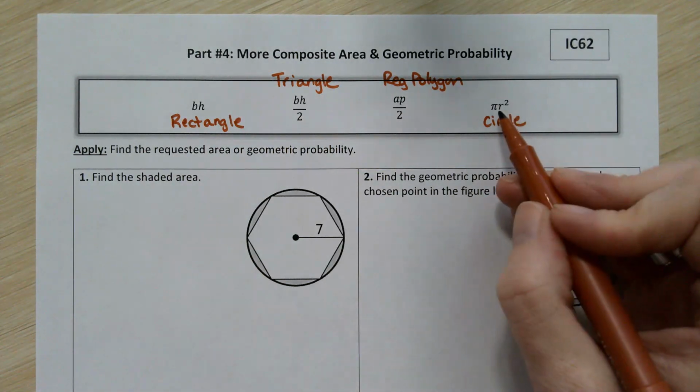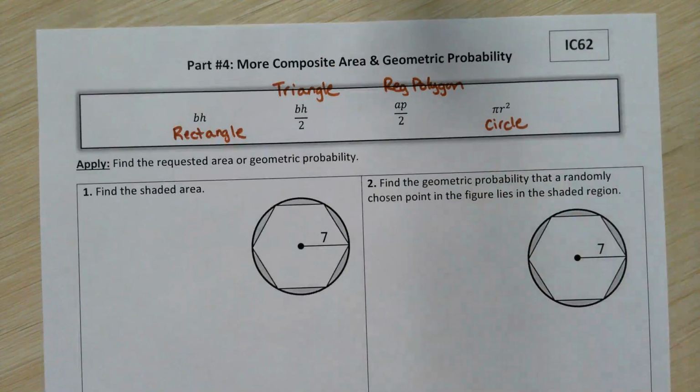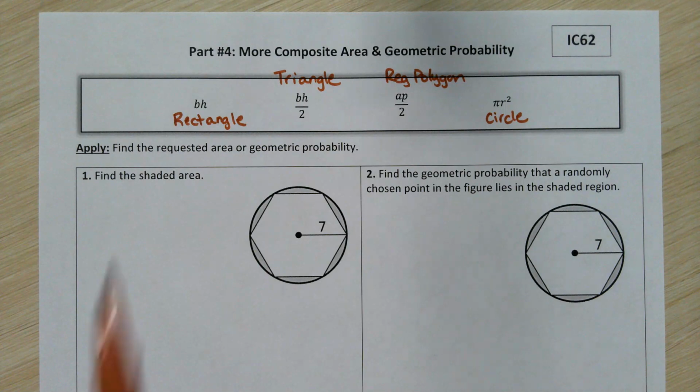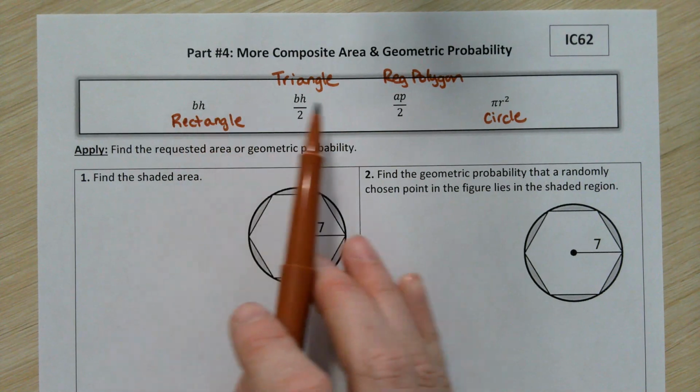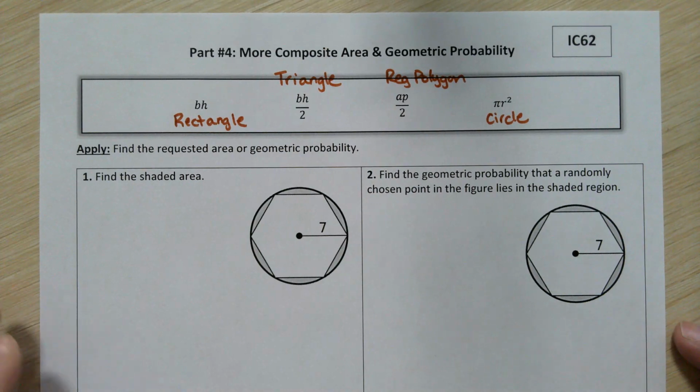So what you'll notice is we don't have the semicircle, so you'll have to remember for yourself that you need to divide by 2 for a semicircle. And then you'll need to obviously remember what part of the shape is the B and the H and the A and the P and the R in order to use that information well.